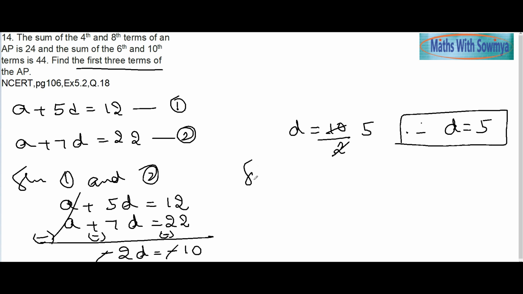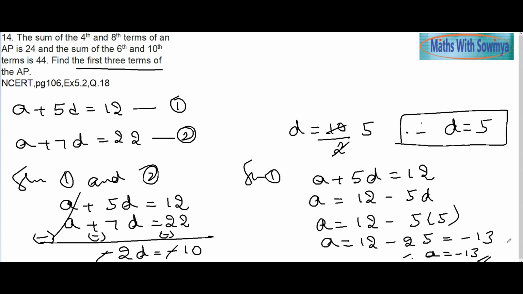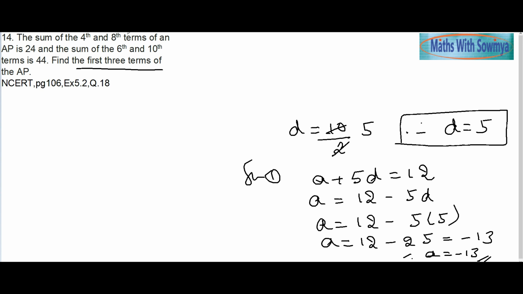Using any one equation, from 1, A plus 5D is equal to 12. A is 12 minus 5D. A is 12 minus 5 into 5. So A is 12 minus 25, which is minus 13. Therefore, A we are getting minus 13. So we got both the values here: A is minus 13, D is 5.